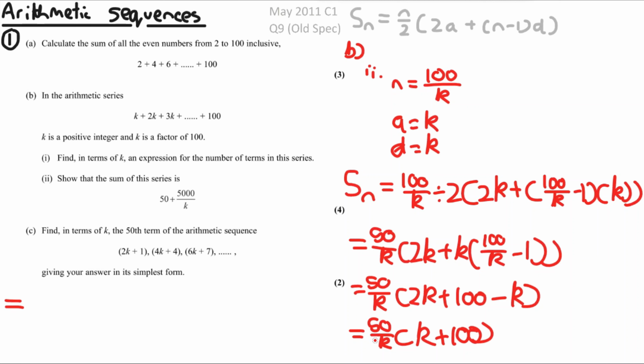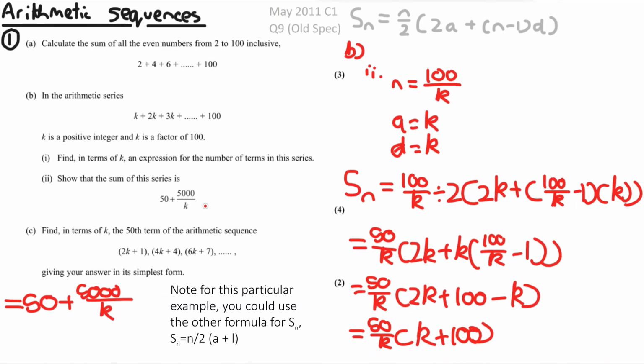Then if we expand the bracket, 50 over k times k is going to be equal to 50, and then it's going to be 100 times 50 over k, so it's going to be 50 times 100, which is equal to 5,000 over k. So the sum of the series is 50 plus 5,000 over k, which is what we've got.